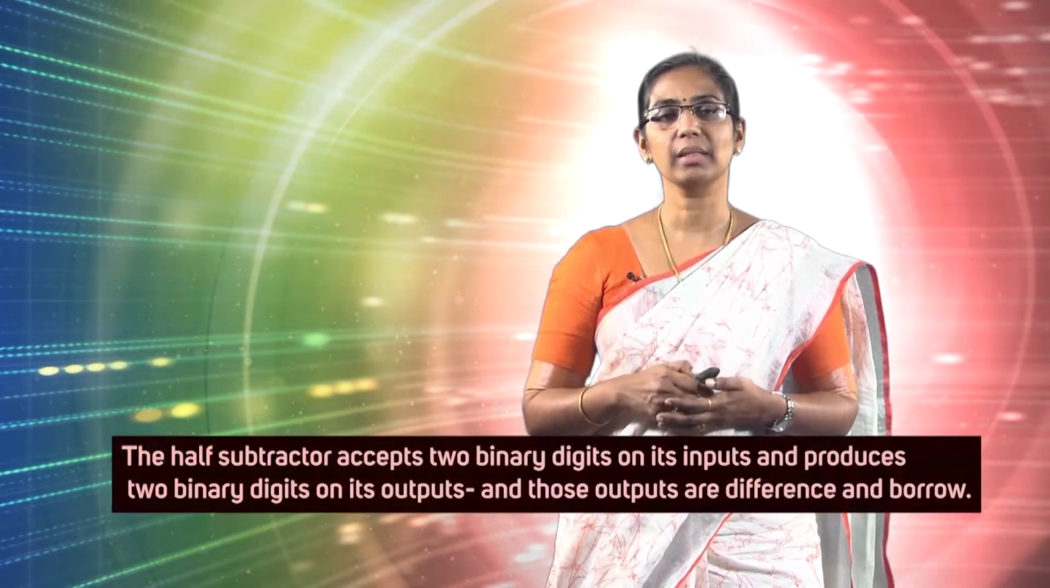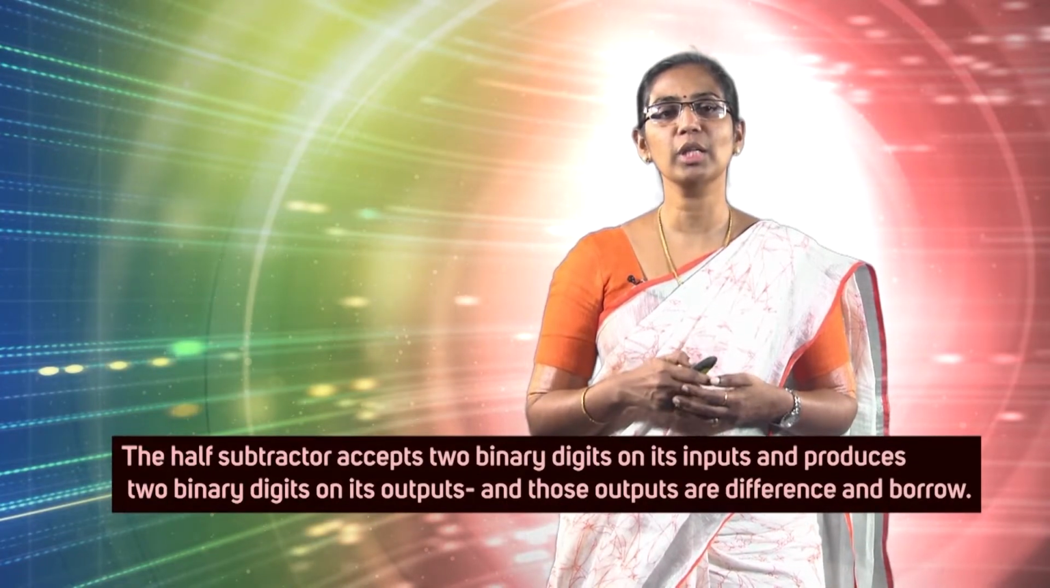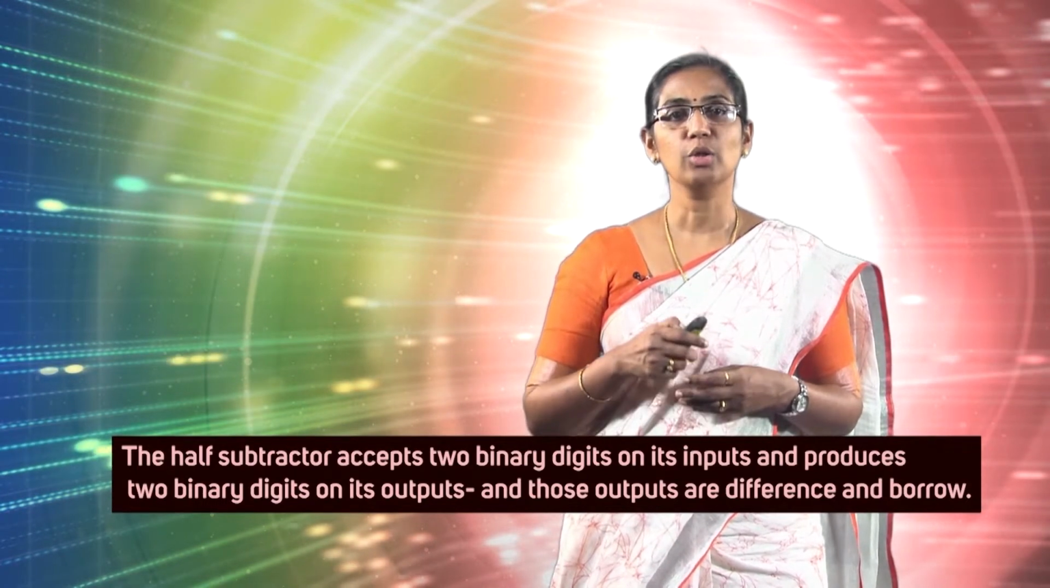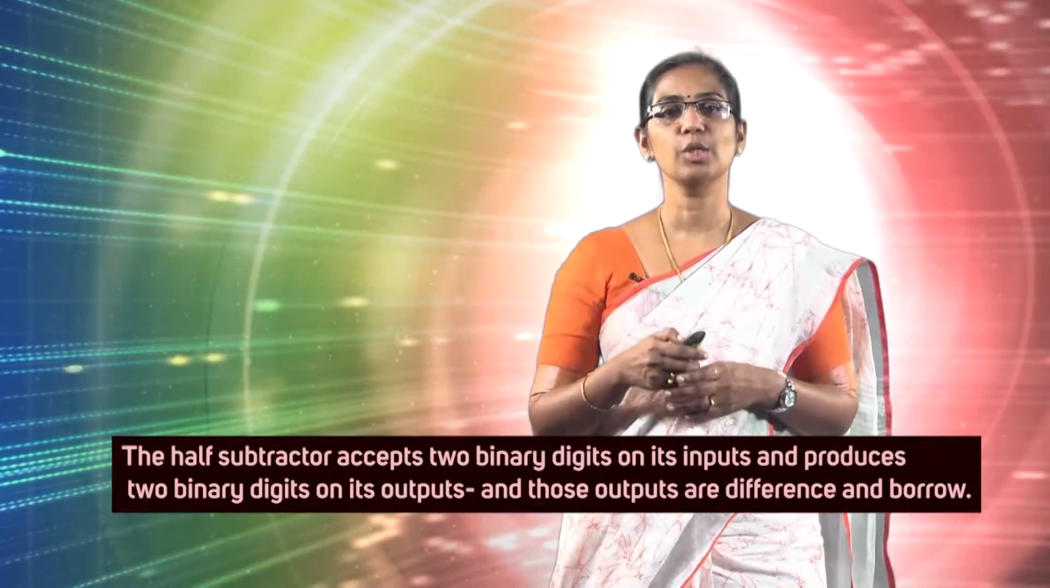First, we shall see what a half subtractor is. Before that, let us recall the basic rules of binary subtraction. 0 minus 0 equal to 0, 0 minus 1 equal to 1 with borrow of 1, 1 minus 0 equal to 1, 1 minus 1 equal to 0. This basic operation is performed using the logic circuit half subtractor. The half subtractor accepts two binary digits on its inputs and produces two binary digits on its outputs, and those outputs are difference and borrow.